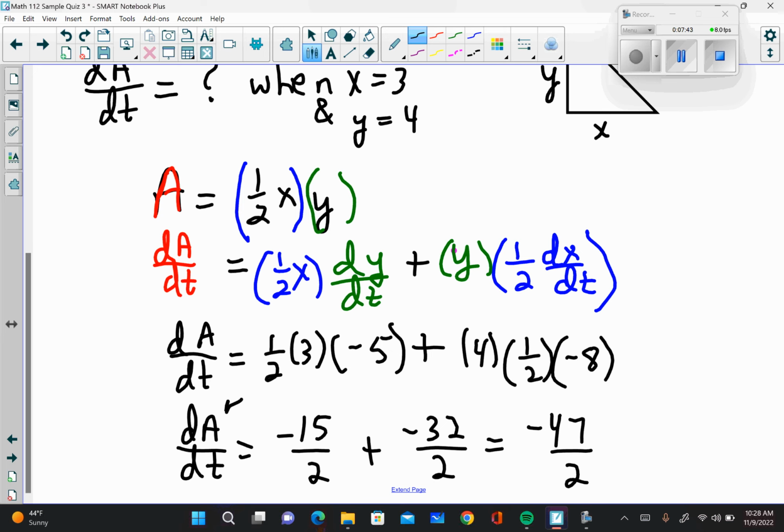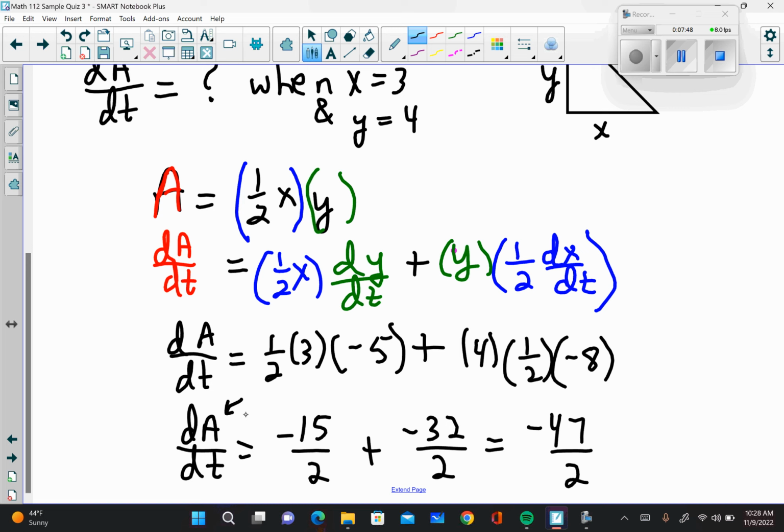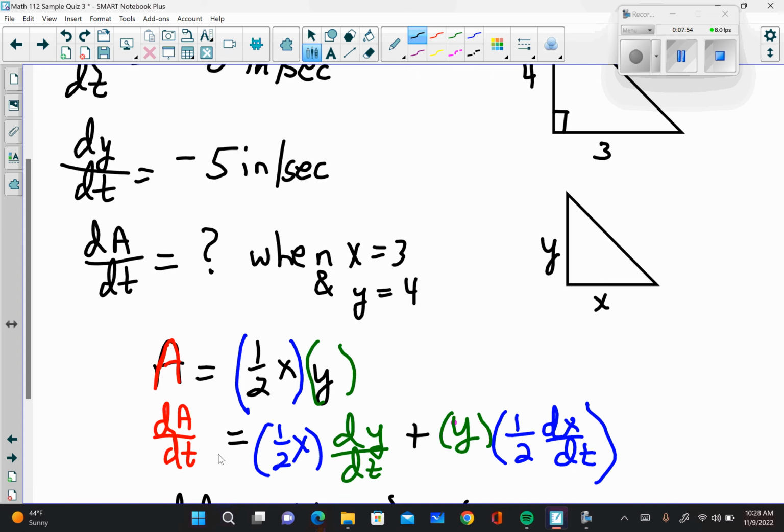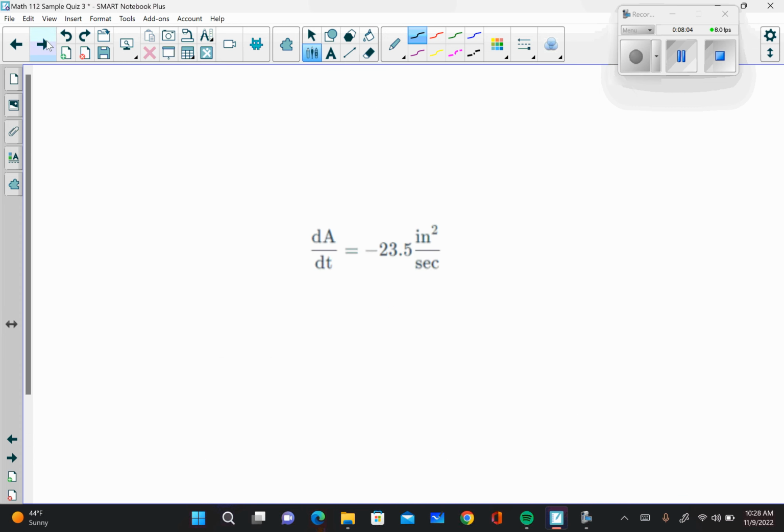The area of this triangle will be measured in square inches. That's the top letter. Per, T is the bottom letter, which stands for time. Time in this problem is in seconds. And -47 over 2 square inches per second, which is the same as -23.5 square inches per second.